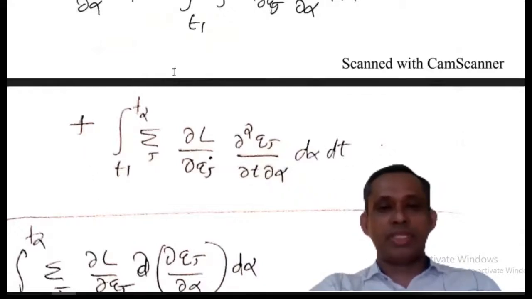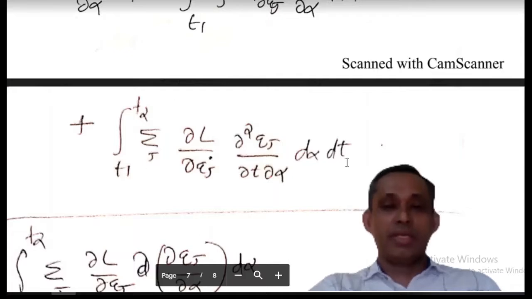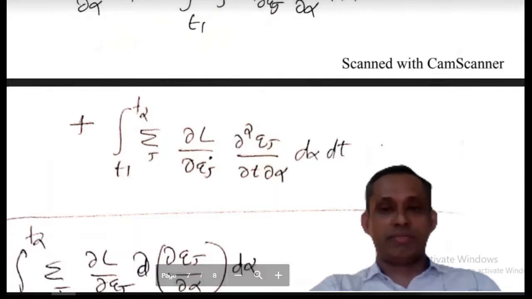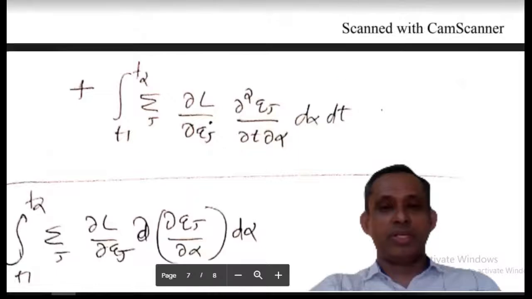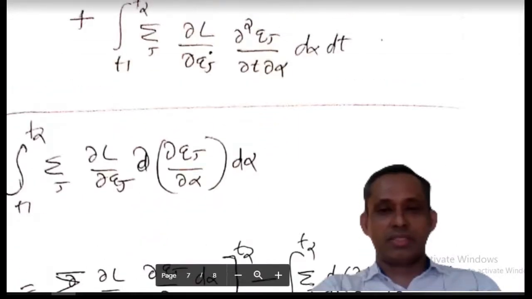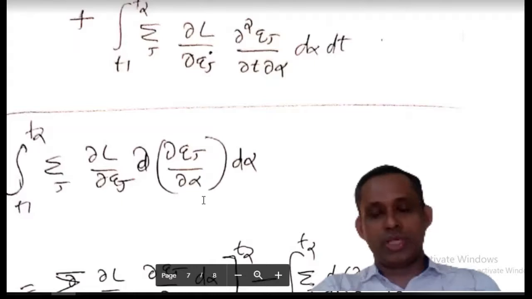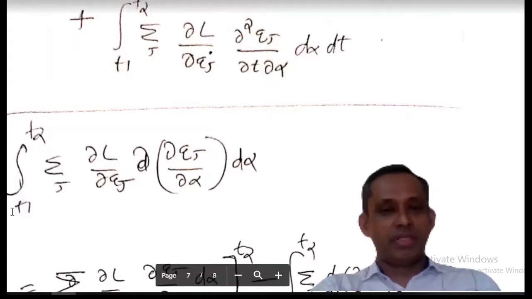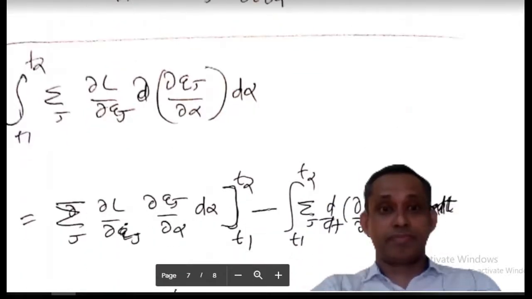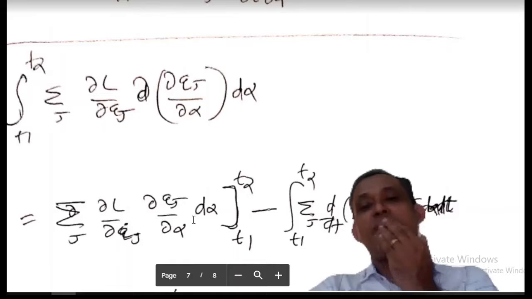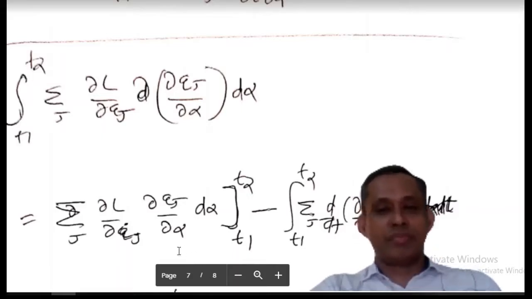So I am writing this as ∂²qj/∂t∂α dα dt, and here I am integrating by parts. So for that I am writing it like this. This dt gets cancelled, so I will have ∂qj/∂α dα, integral t1 to t2 sigma j ∂L/∂qj dot. So this is the first term.